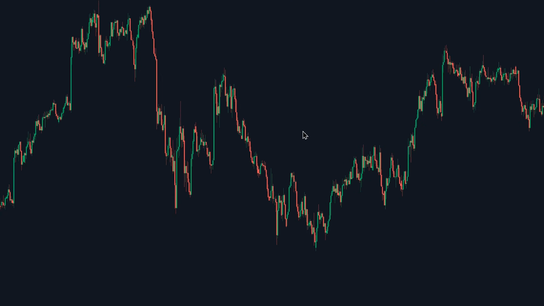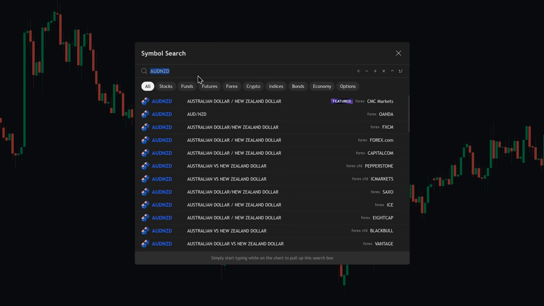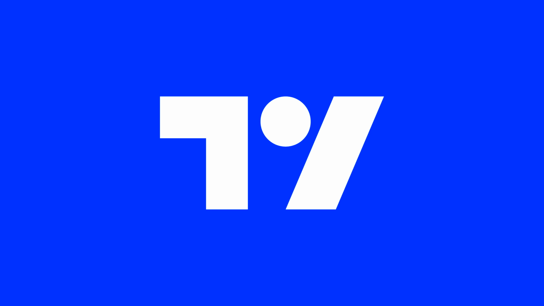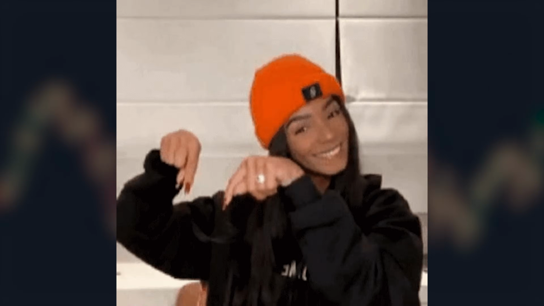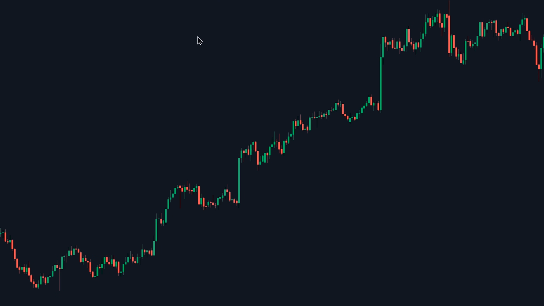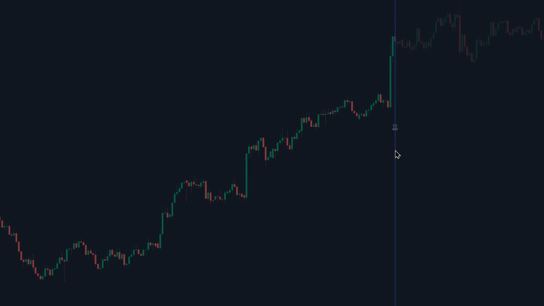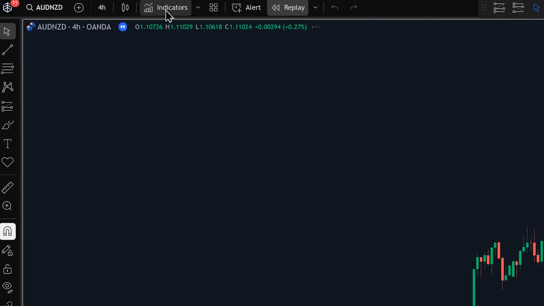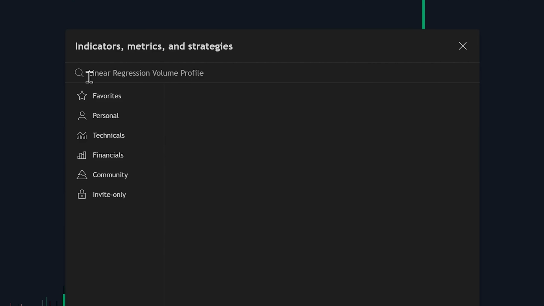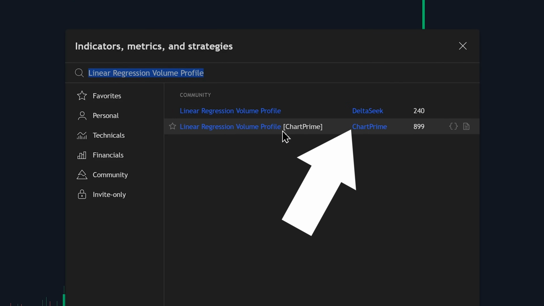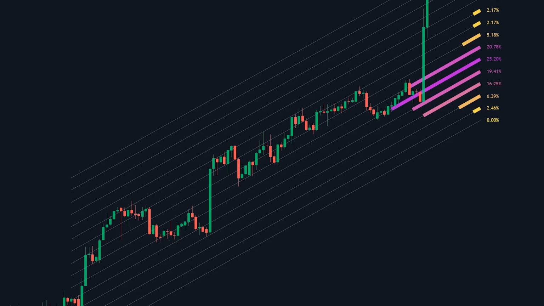Now, to get started with this indicator, you first of all want to go to TradingView, the trading platform that I'm going to be using. If you need to sign up, there's a link in the video description for you to do that. Next, you want to load up your chart, any market, any time frame you like, and click on Indicator. Then type in Linear Regression Volume Profile. It's going to be this one by ChartPrime. Go ahead and click to add it to your chart.